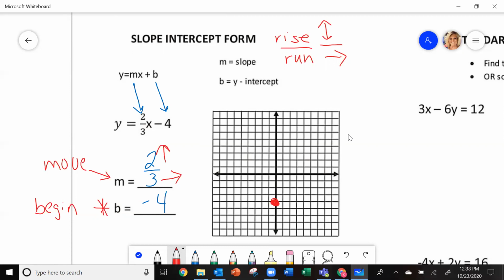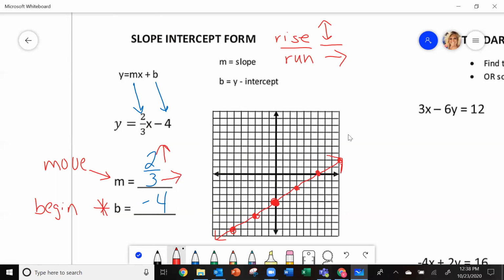Up 2, 1, 2, 3, put a dot. Up 2 to the right 3, put a dot. Now what I'm trying to do is go backwards. So instead of up 2 to the right 3, I'm going to go down 2 to the left 3. 1, 2, 3. Down 2 to the left 3. And then I'm going to draw a line to connect my dots.